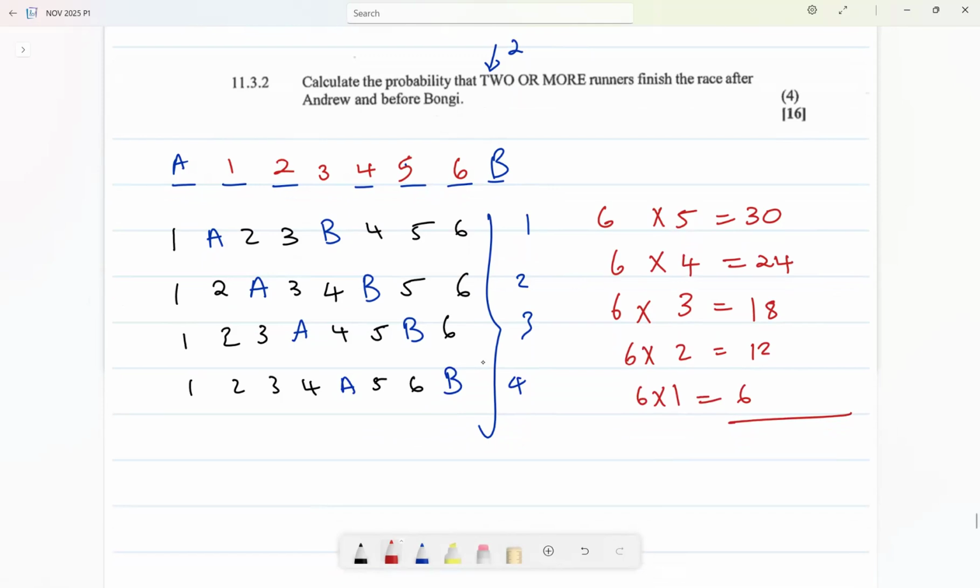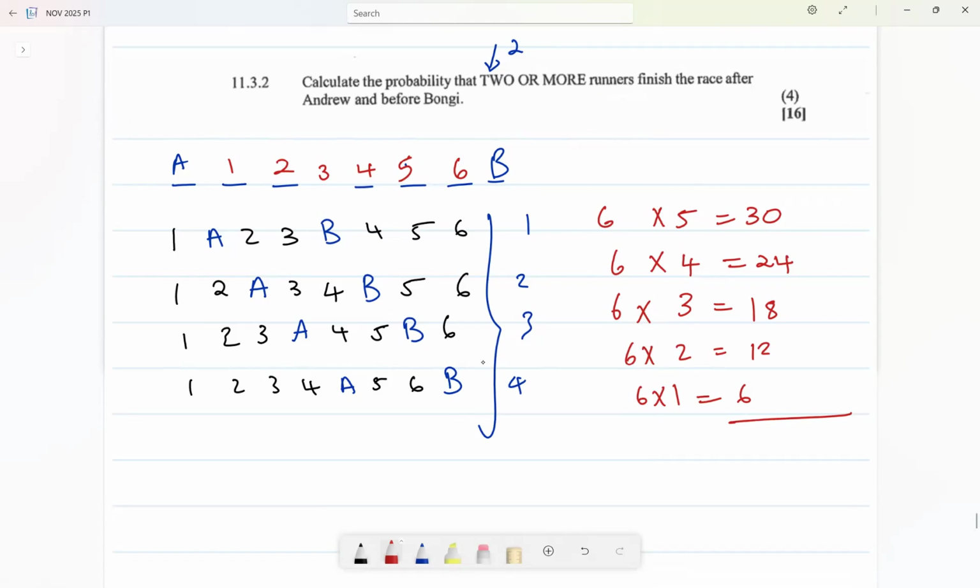So I can say this is 30, 24, 18, 12, and 6. Okay, I can say 6 multiplied by 5 factorial ways, if I see it. 5 factorial ways gives me 720. Let's see if this gives us 720. I doubt. No, I doubt.